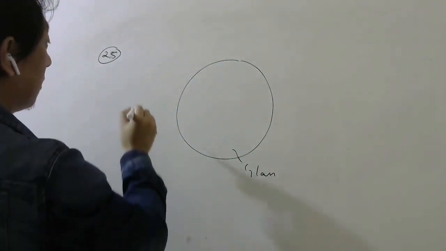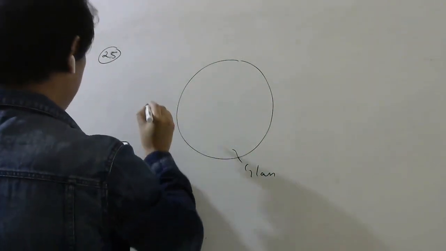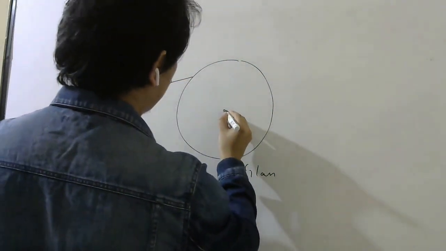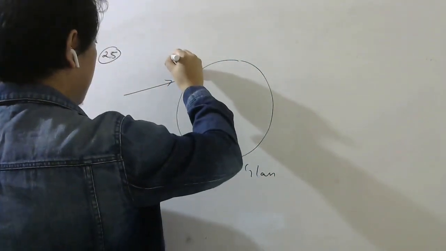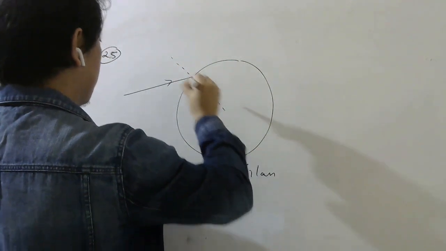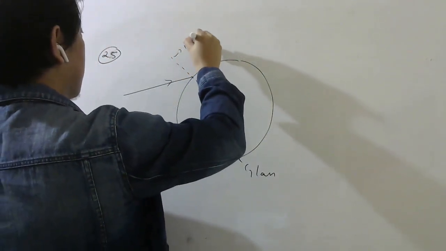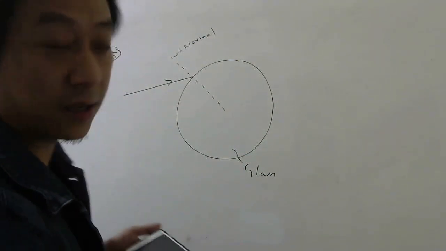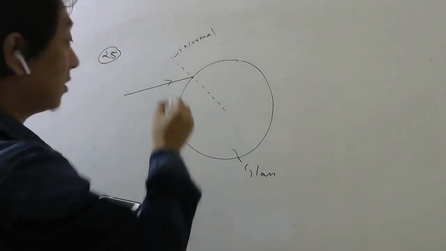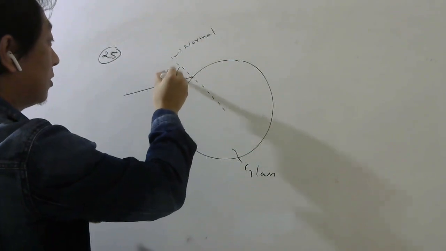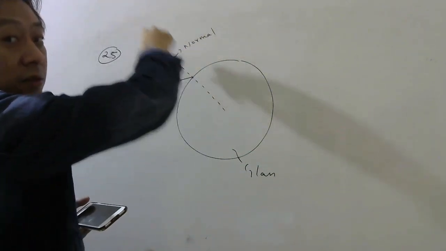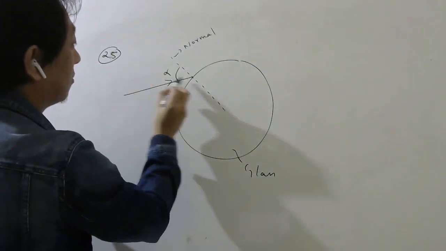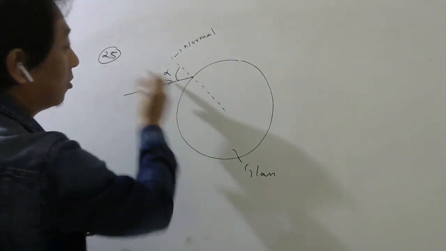Now a ray of light is incident at some angle alpha with the normal. If this is the center, this will be your normal. How do you draw the normal for any spherical surface? Pass a line through the center. So this angle is given as alpha. Don't come this way, okay? If you come this way, it will go straight. So it is coming at some angle. You can draw it this way or that way, your wish.